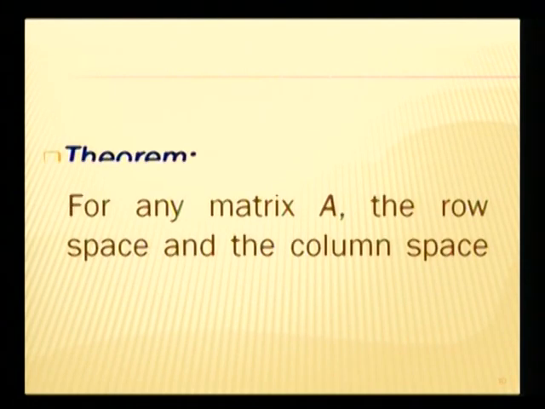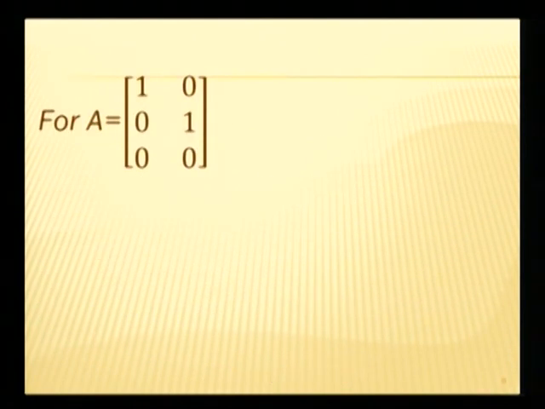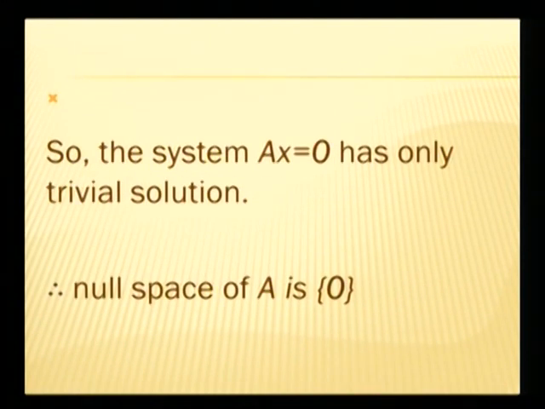Now there is one theorem that for any matrix A, the row space and the column space of A have the same dimension. This we can see in the previous example. Here for this matrix, we have seen that the row space is the xy plane as well as the column space is also the xy plane. So both have the dimension 2. Which proves that for a matrix, row space and the column space have the same dimension.